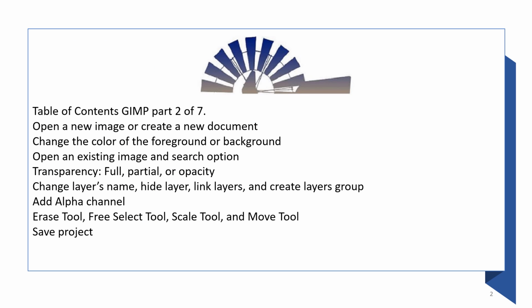Table of Contents, Gimp, Part 2 of 7. Open a new image or create a new document. Change the color of the foreground or background. Open an existing image and search option. Transparency, full, partial, or opacity. Change layer's name, hide layer, link layers, and create layers group. Add alpha channel, eraser tool, free select tool, scale tool, and move tool. Save project.